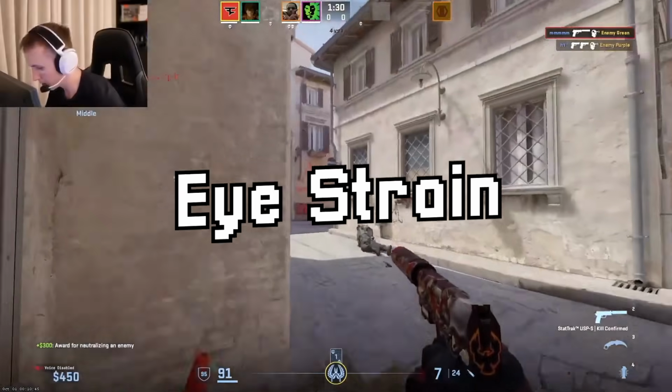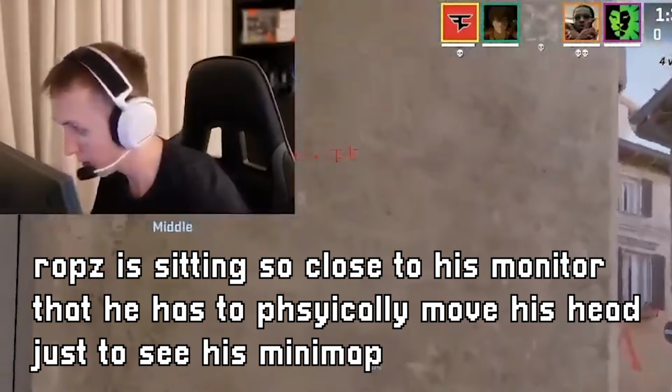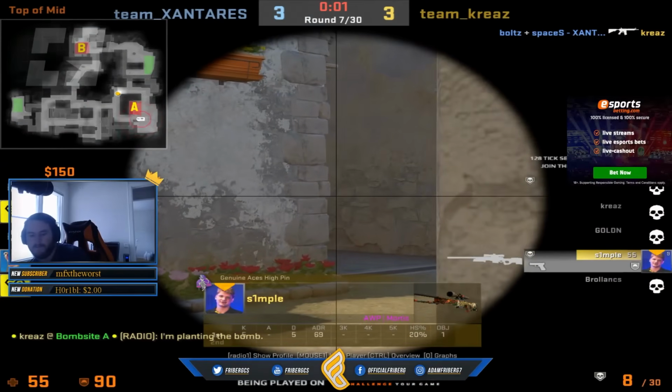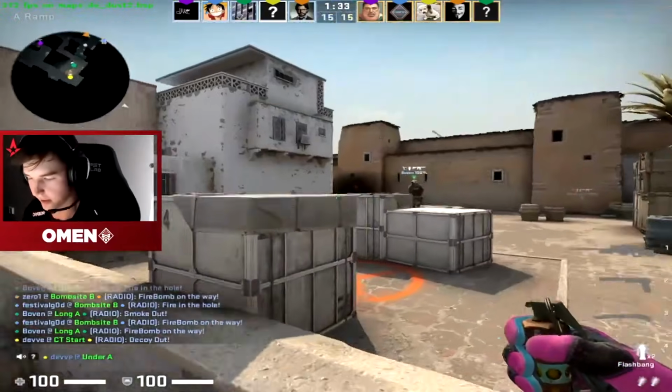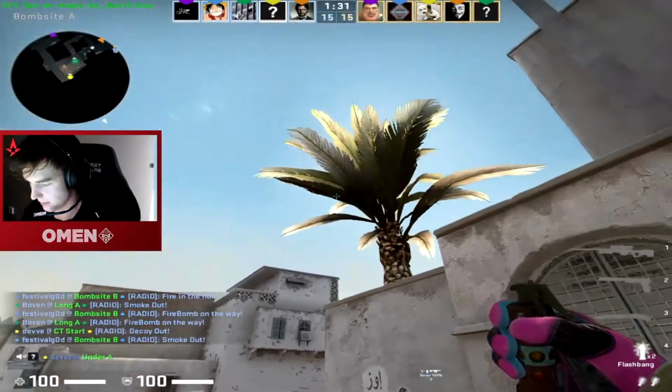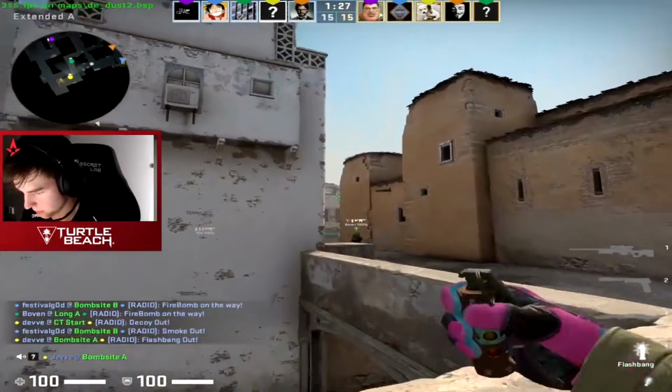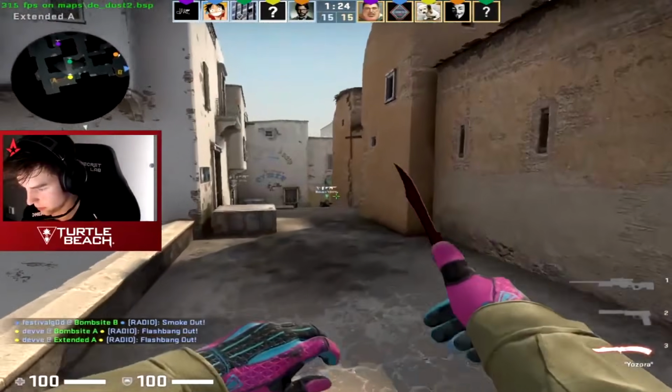This leads to more eye strain, as not only do you have to move your eyes more to gather information from the UI, but you also have to focus more on enemies peeking out. This is actually why Twistzz switched to native res for a period of time, as he cited some eye strain while playing on 4x3, which was alleviated when he played on 16:9.